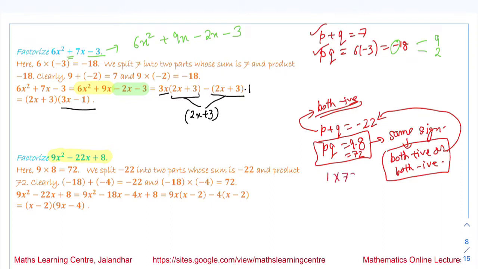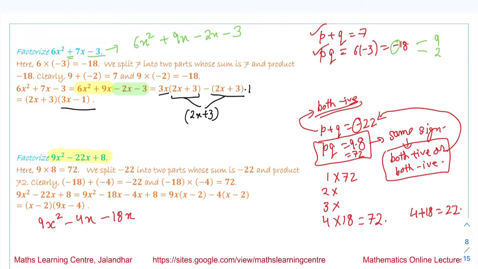It is 1 into 72, then 2 into 36, then it is divisible by 3, then it is divisible by 4, and you will find that 4 into 18 is 72. And 4 plus 18 is 22. But the number we require is minus 22. So for 9x square we require minus 22, so it is minus 4x minus 18x. So our numbers are not 4 and 18, they are minus 4 and minus 18.